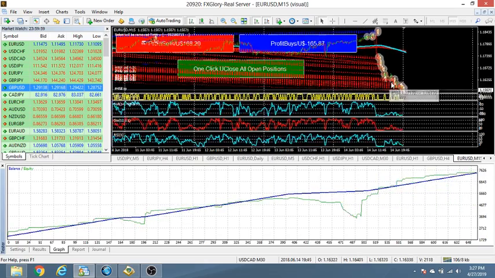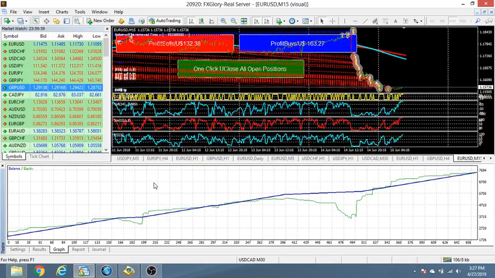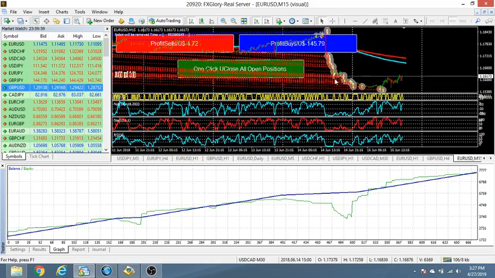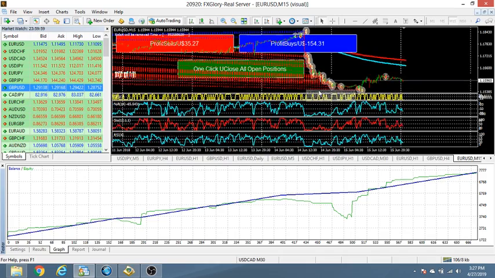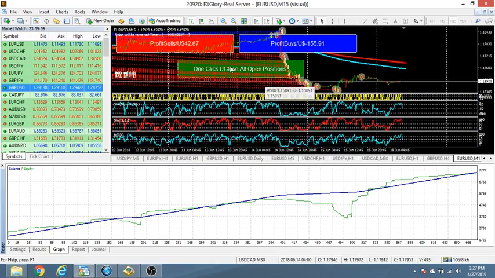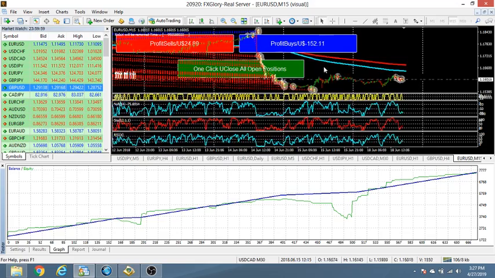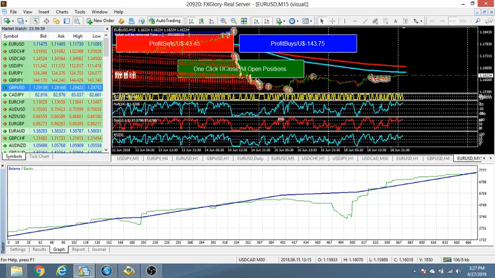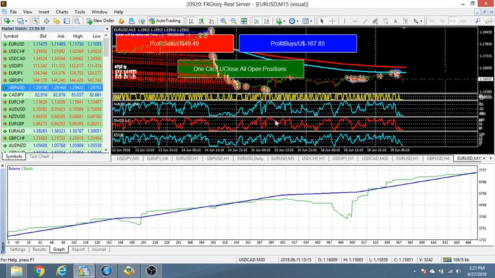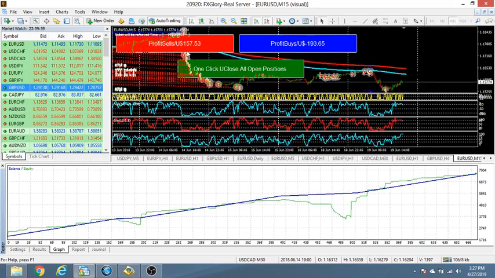You see right here, it closed very well, and you see here all positive. It carried from the previous day. Now they close like that. See that? They buy and sell, buy and sell, buy and sell both ways. They win both ways. You see the red button here now are all positive.